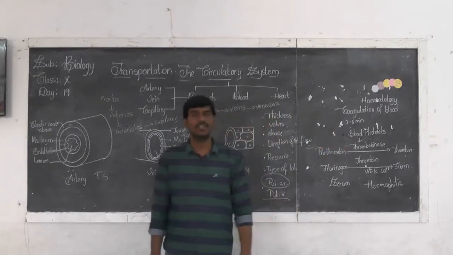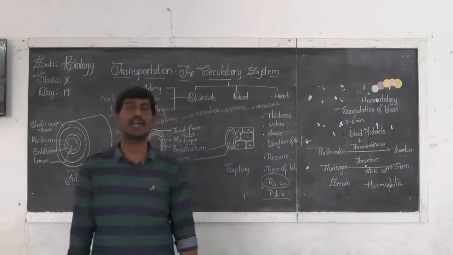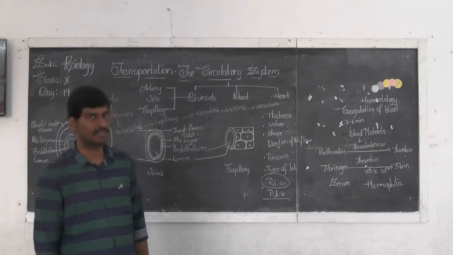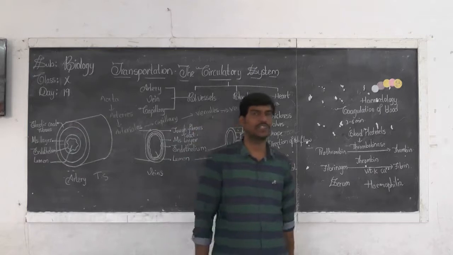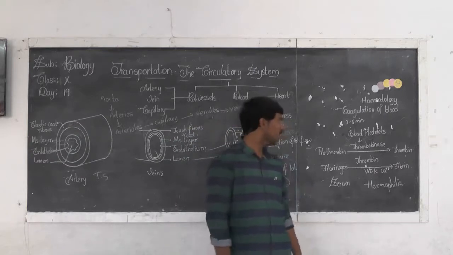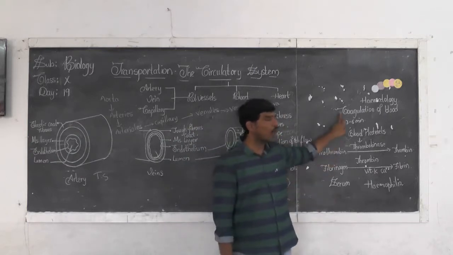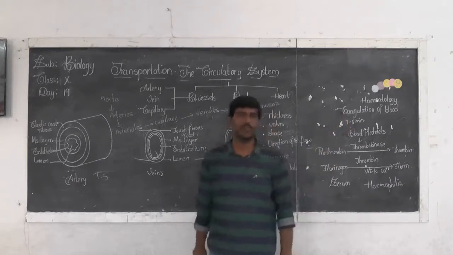Right? So you know that blood platelets are the third type of blood cells, right? They are irregular in shape. This is what you have studied in your earlier class, right? Now their main role is coagulation of blood, the clotting of blood.